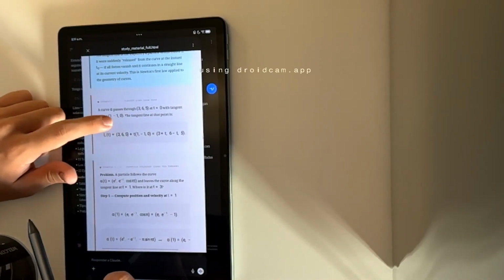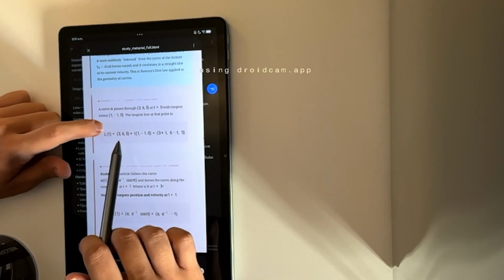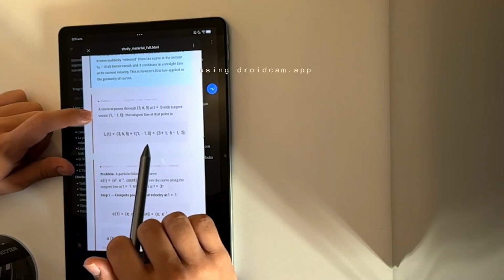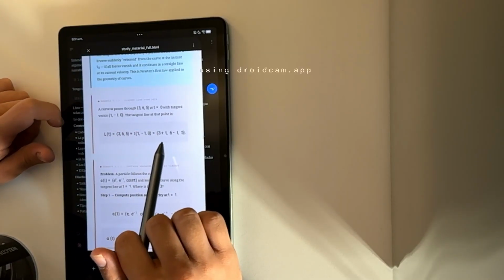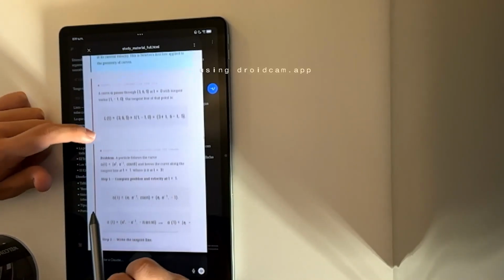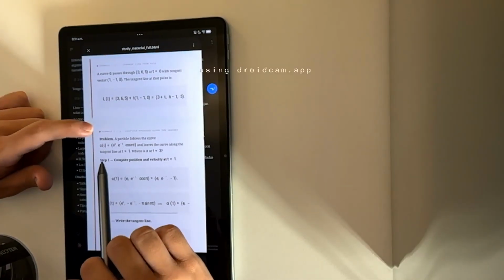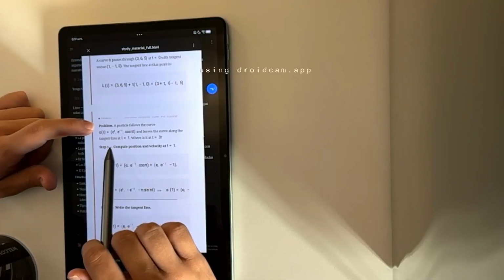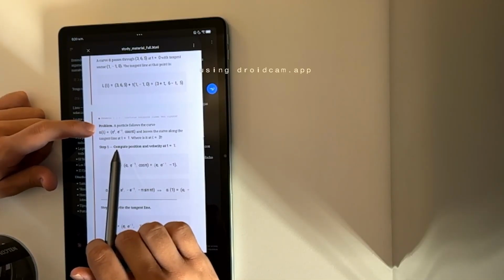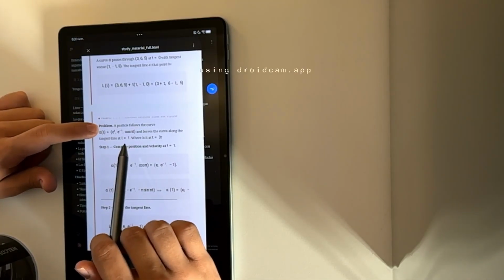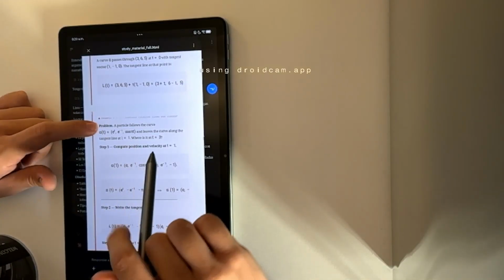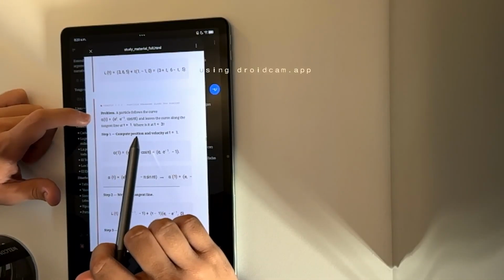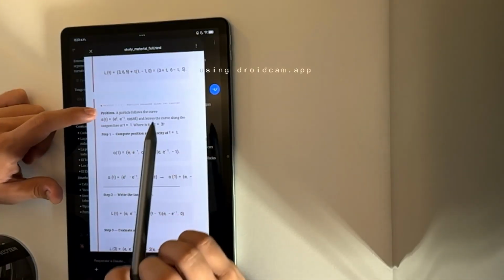tangent line. The line is L equals (3, 6, 5) plus t times (1, -1, 0), which equals (3 plus t, 6 minus t, 5). Problem. A particle follows the curve alpha of t equals (e to the t, e to the minus t, cosine of pi t) and leaves the curve along the tangent line at t equals 1. Where is it at t equals 3?